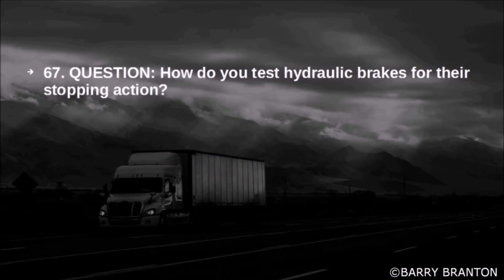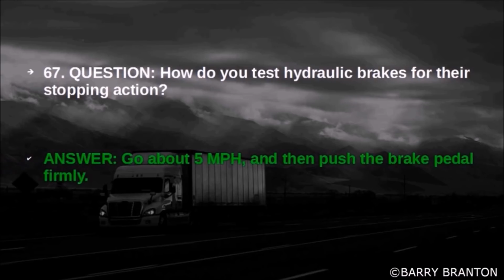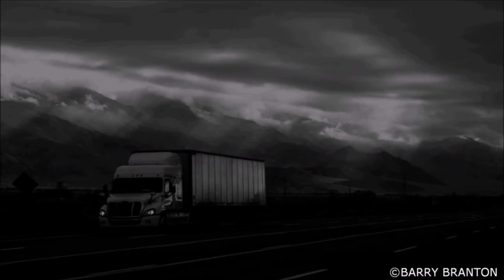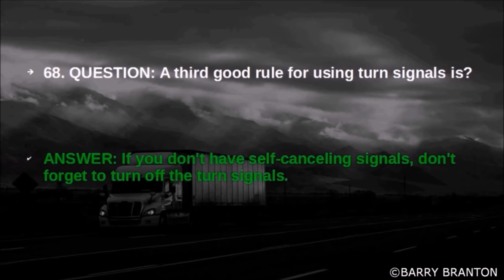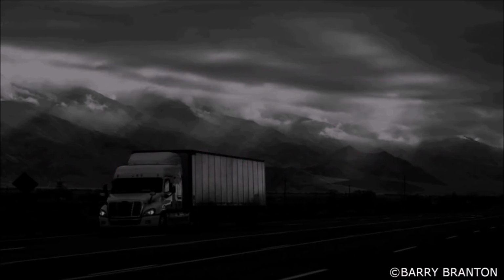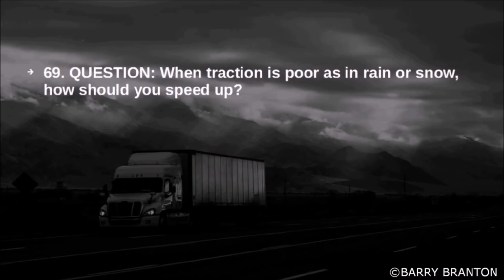How do you test hydraulic brakes for their stopping action? Go about 5 miles per hour and then push the brake pedal firmly. A third good rule for using turn signals is, if you do not have self-canceling signals, don't forget to turn off the turn signals. When traction is poor, as in rain or snow, how should you speed up? Very gradually.